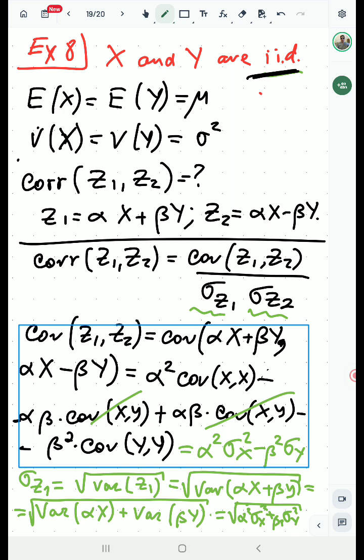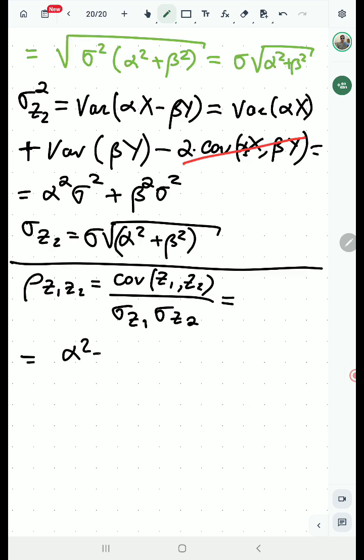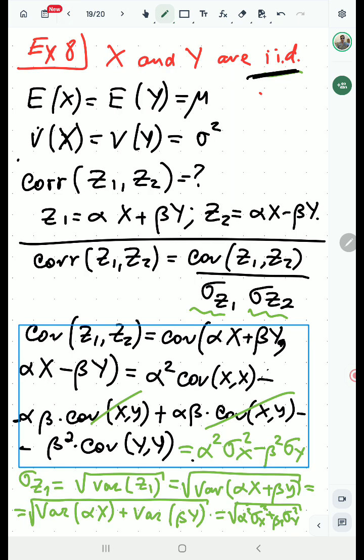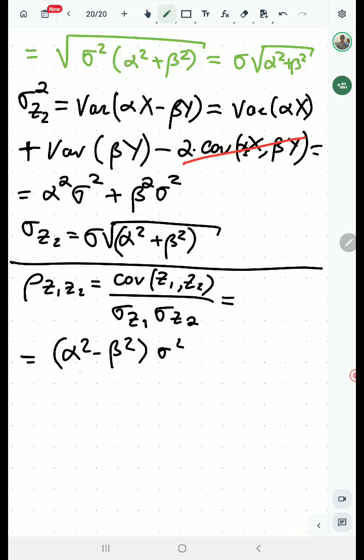alpha square sigma square X minus beta square sigma square Y. But here remember that sigma square X and sigma square Y are equal to each other. So I can simplify it as alpha square minus beta square times sigma square. That gives me the covariance, doesn't it? Yes, it's here. Sigma square times alpha square minus beta square. And then divide that by sigma of Z1 and sigma of Z2.